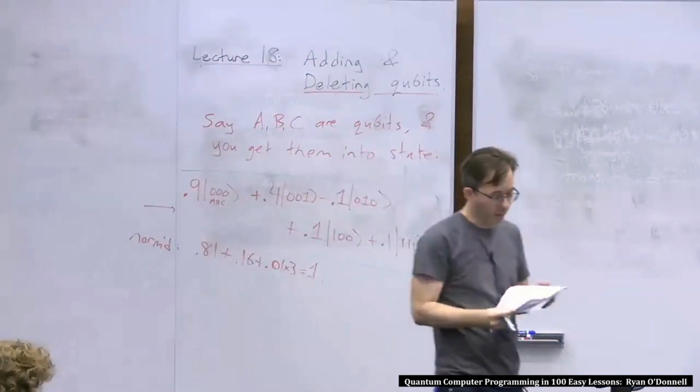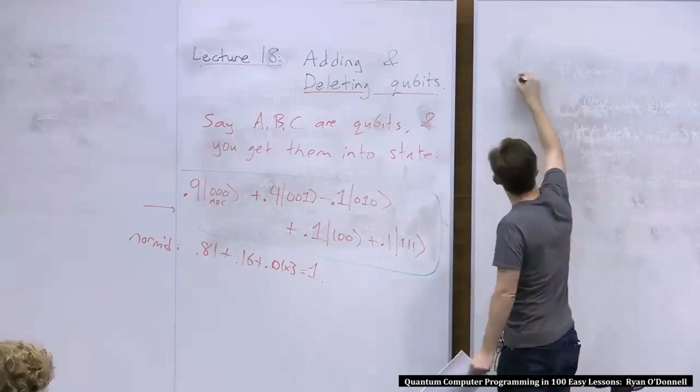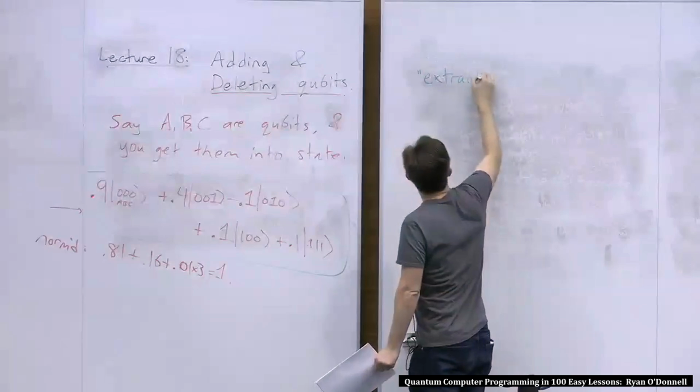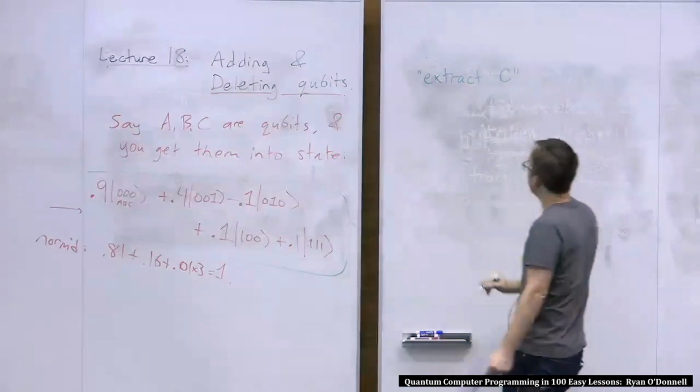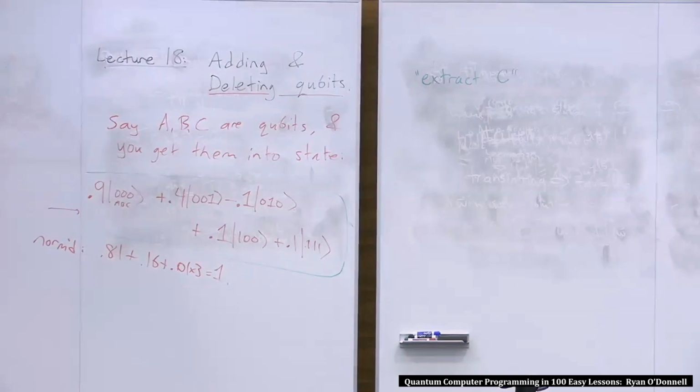Okay, so now we're going to find out what happens if you get the 3 qubits into this state, and then, analytically or theoretically, you extract, let's say, C, the 3rd qubit, which really means that these are 3 photons or 3 electrons. You take the 3rd one, C, and you stick it into a 1-qubit measuring device.